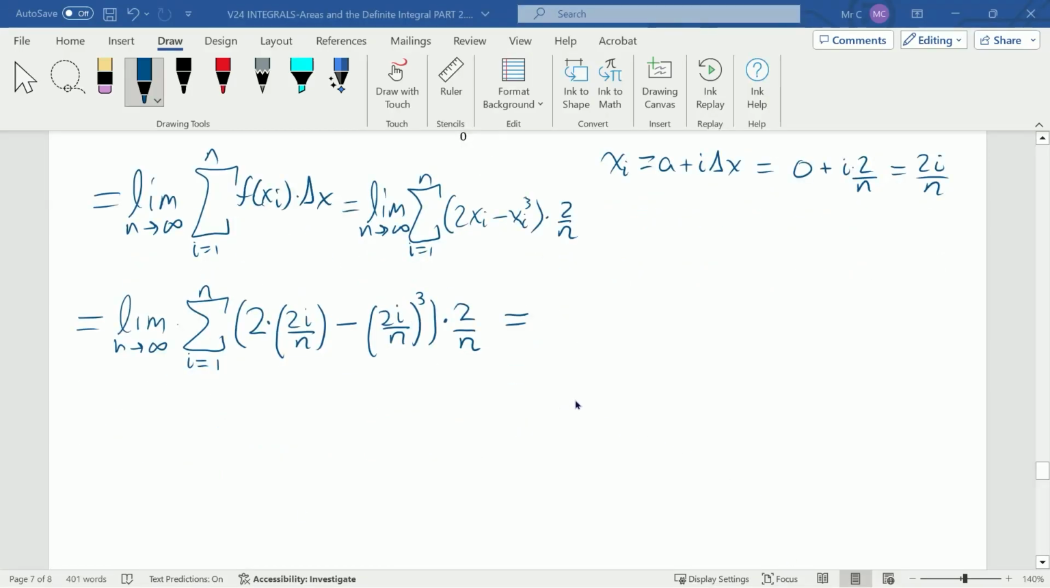Okay, so how do I do that? Well, I've got my i, and here I'm going to have an i cubed. So I'm going to have to do a little bit of algebra first before I can do anything. So we'll just keep rewriting this algebraically. Two times 2i over n is 4i over n, in parentheses, minus 8i cubed over n cubed, right? I just took the 2i over n and cubed it, times 2 over n.